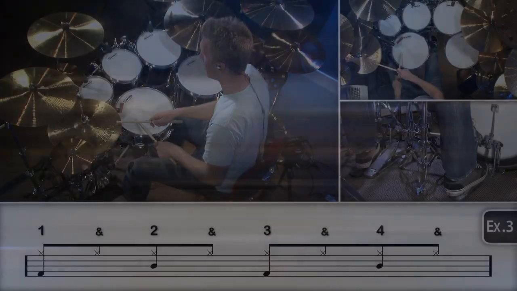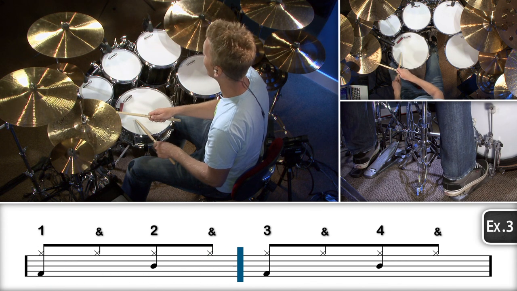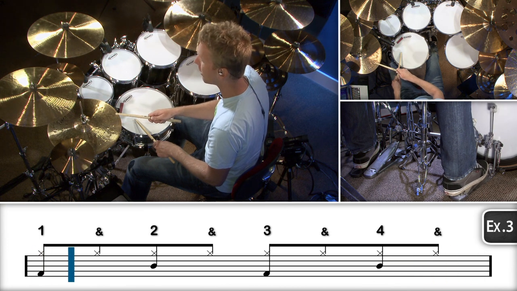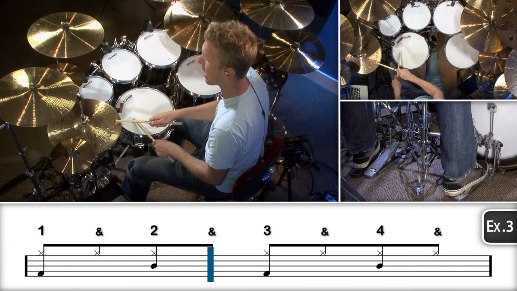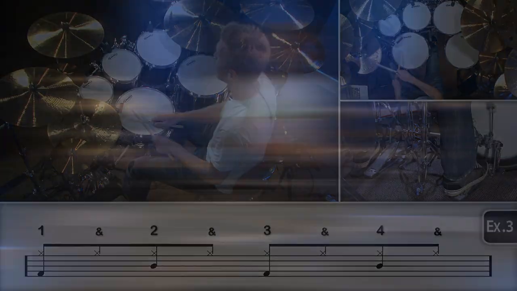So if you're going to do it really, really slow, and I'll play it quiet so I can count at the same time, I would do one and two and three and four and one and two and three and four, and that's how that one sounds. Okay, so let me play it for you guys at 70 beats per minute, and you can hear how it sounds with metronome.